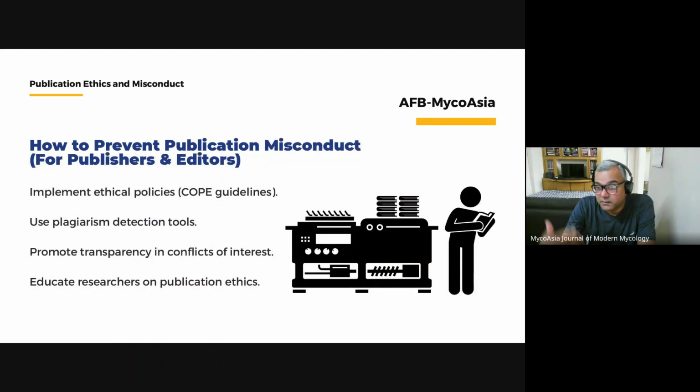And if you are a publisher, or if you are an editor of a journal, you can prevent publication misconduct by following certain ways. Actually, you have to implement ethical policies. In the case of MycoAsia, we have a set of policies which are displayed on our website. We follow COPE guidelines. We use plagiarism detection tools. Even without the plagiarism tools, our reviewers and editors are skilled enough to detect plagiarism. Somebody who has spent 10, 15 years in the field can tell whether it is a copied thing or an original idea. So you cannot easily fool an editor.